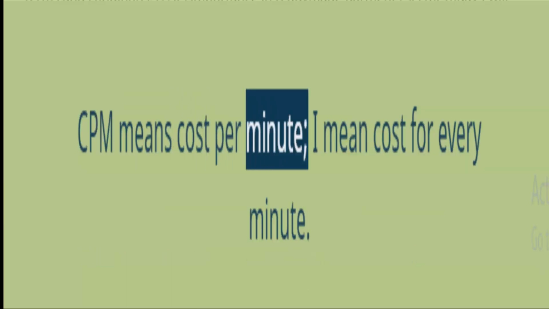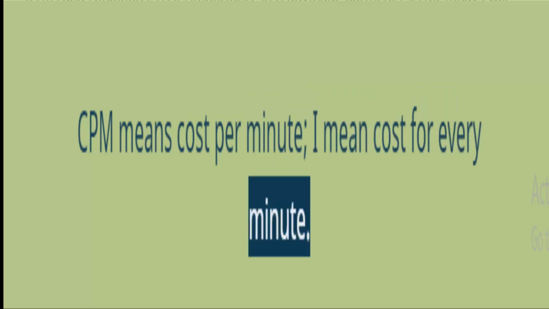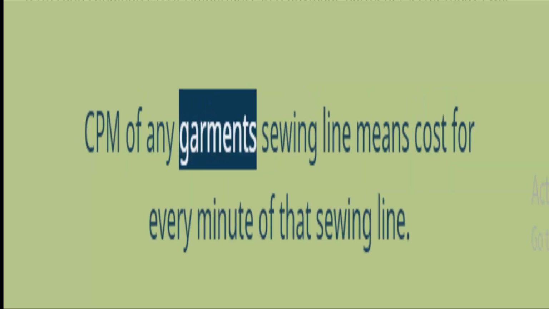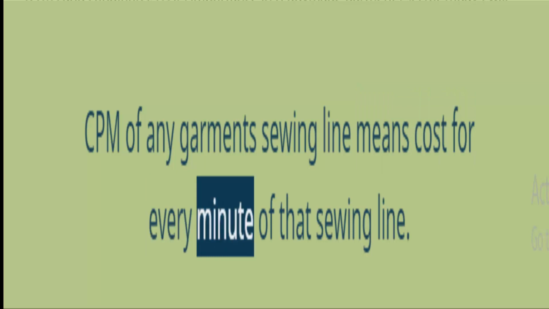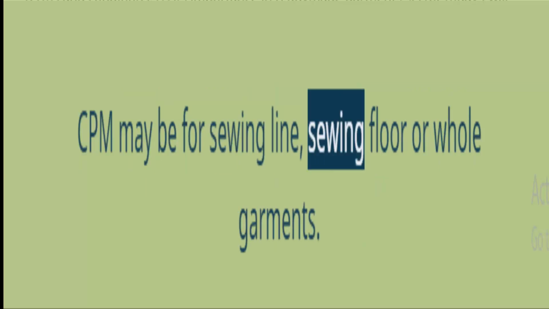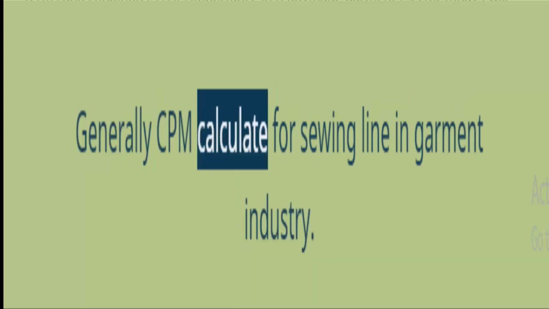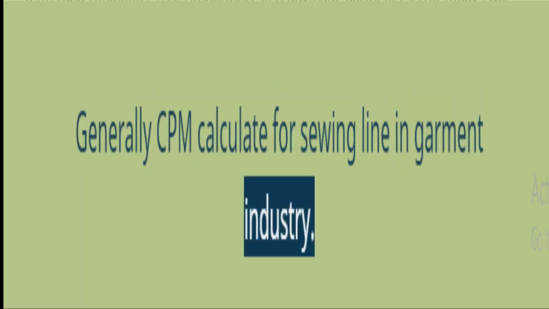CPM means cost per minute, I mean cost for every minute. CPM of any garment's sewing line means cost for every minute of that sewing line. CPM may be for sewing line, sewing floor, or whole garments. Generally CPM is calculated for the sewing line in the garment industry.